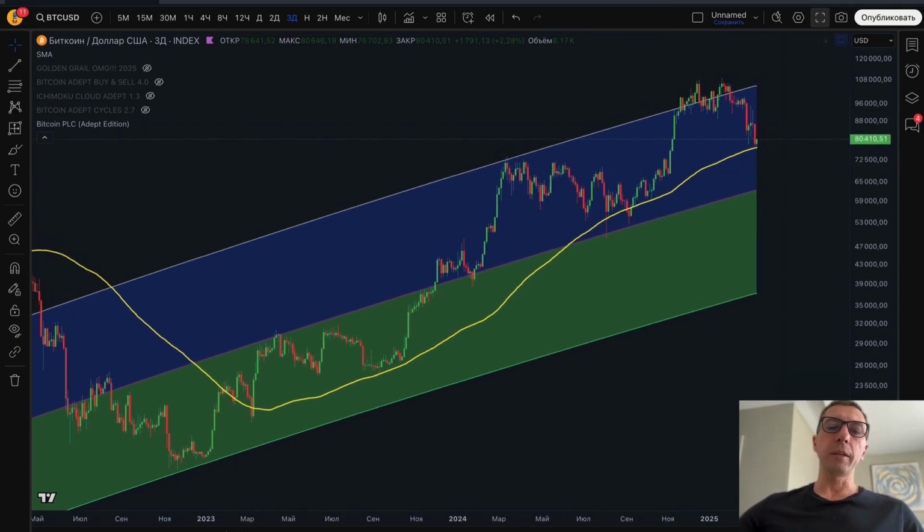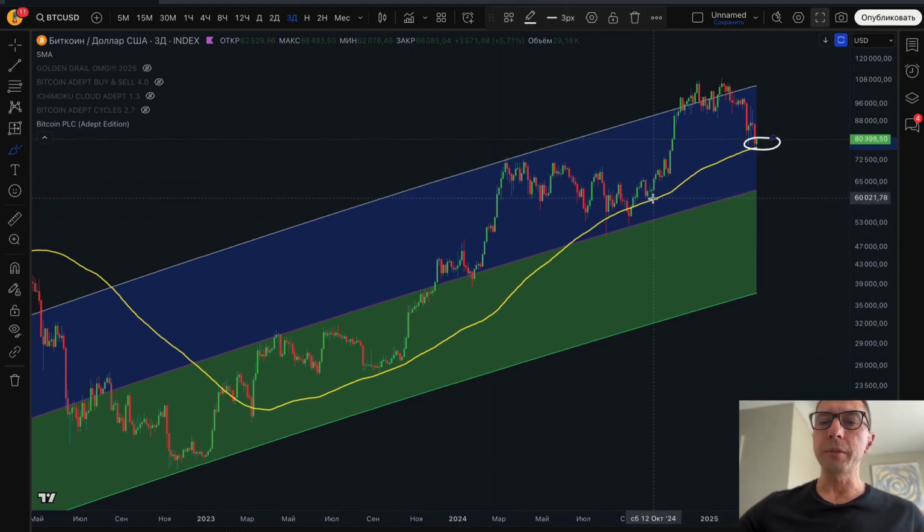So let's get started. 3-day chart. You see, I have the 100-period moving average, and at the moment we are trading right above it, but very close. And if you pay attention, during the last correction we were also trading above it. But a couple of times we dipped below it, although before that we were trading clearly above it.